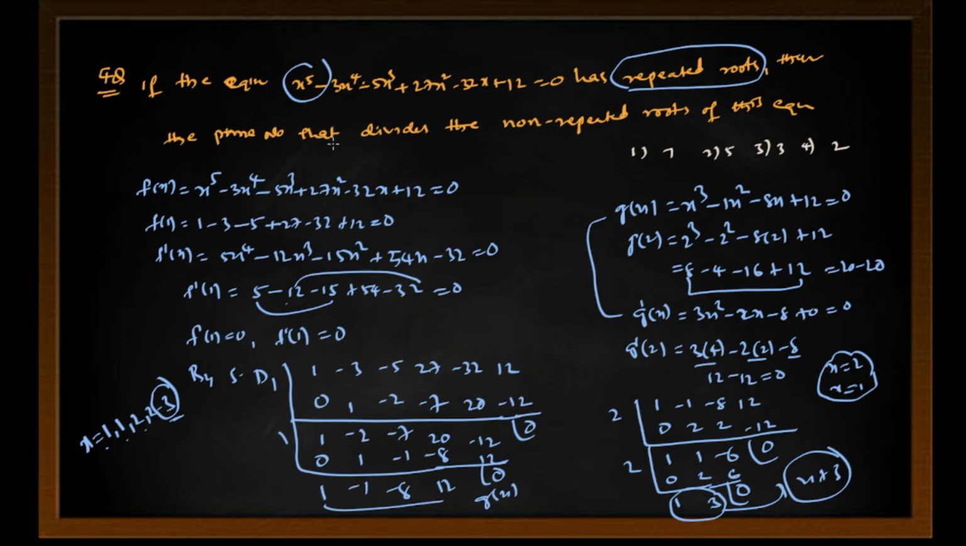So we have to find a prime number which divides the non-repeated root. So these are the repeated roots. So non-repeated root is minus 3. Minus 3 is divided by 3 only. So our required prime number is 3. Okay.